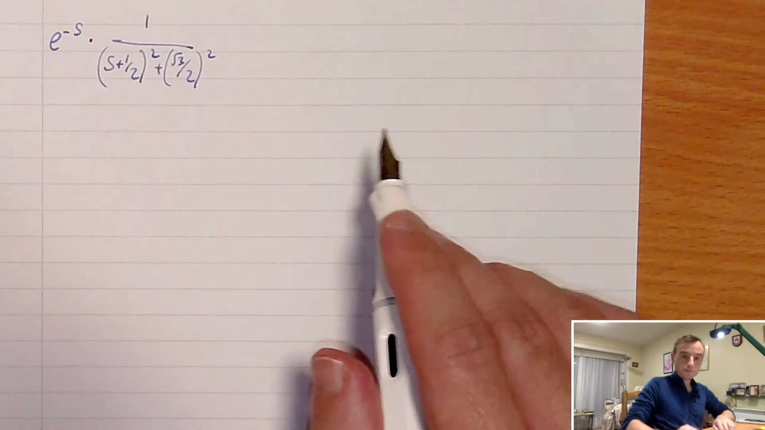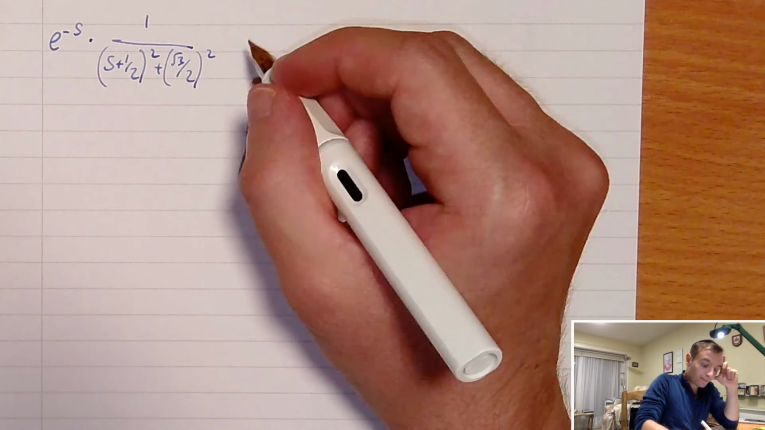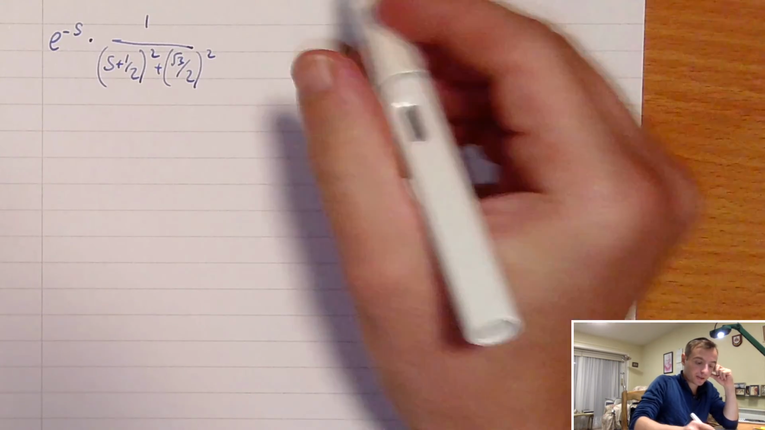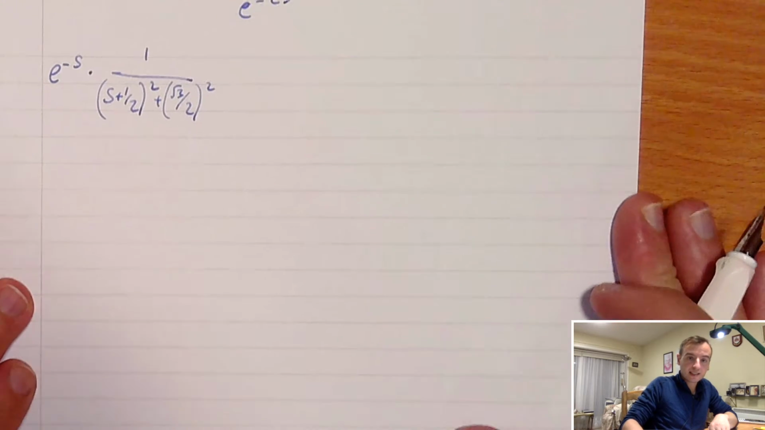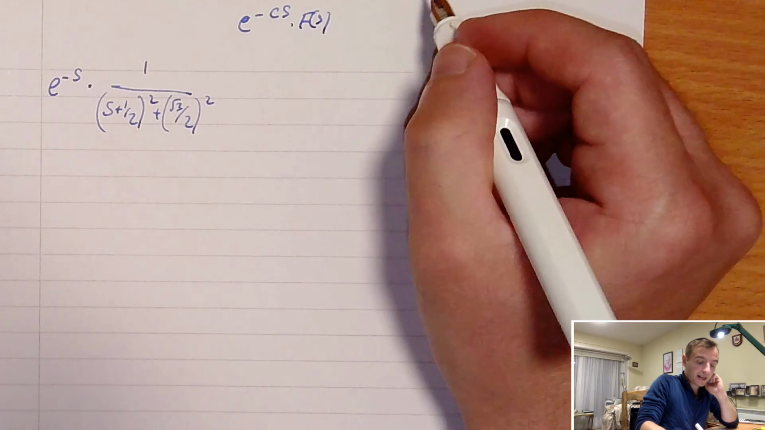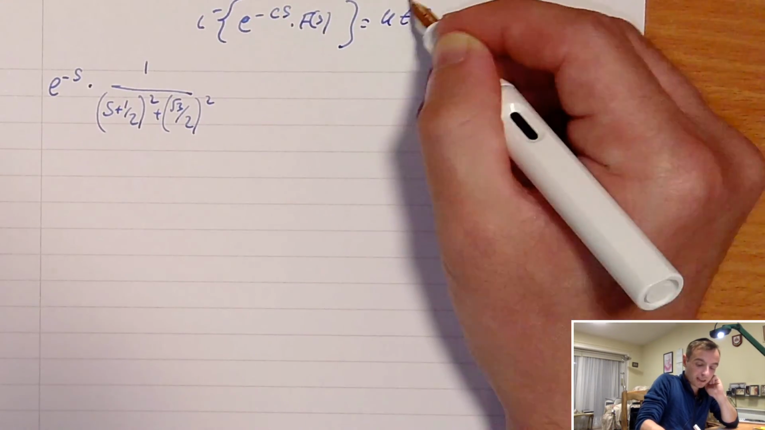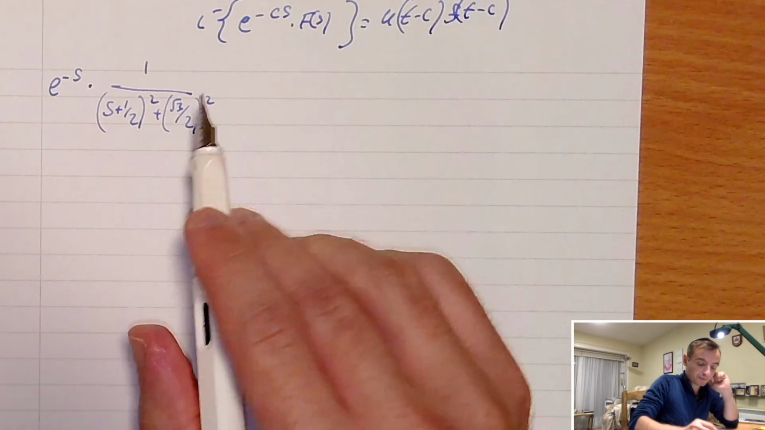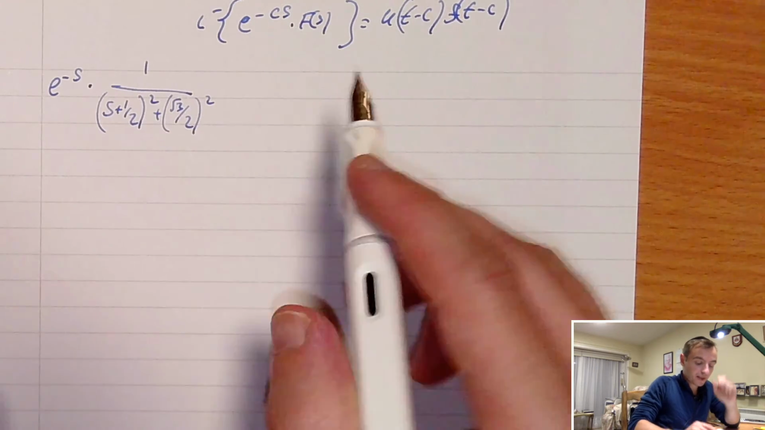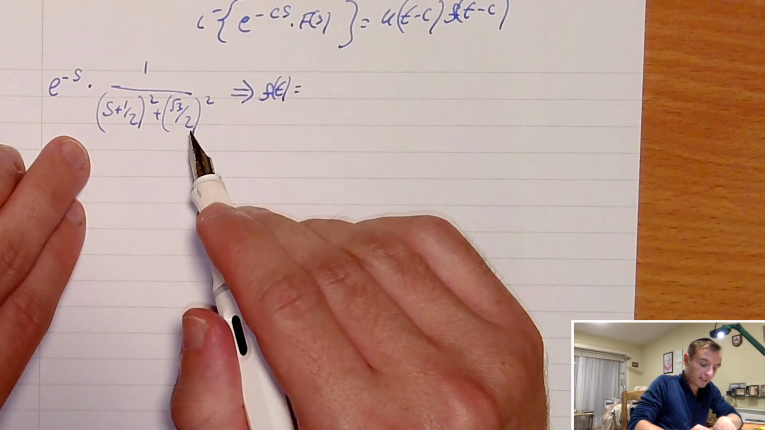Now let's do the third one. Okay, so that's the third term. So we can say that if this is of the form e to the minus cs dot f of s, we say that the inverse Laplace transform of that is just going to be u t minus c f of t minus c. We can see that this thing over here is f of s. So that implies that we need to find f of t.